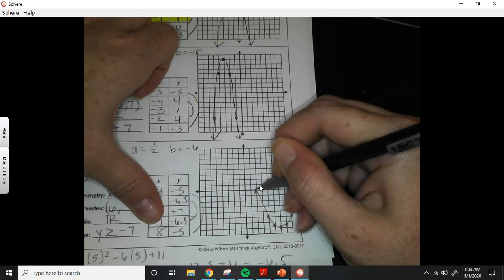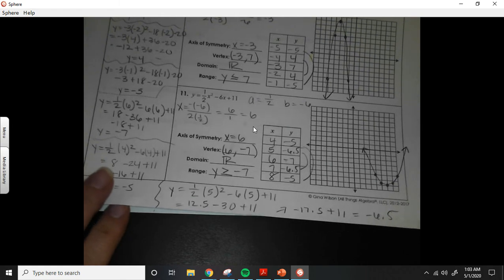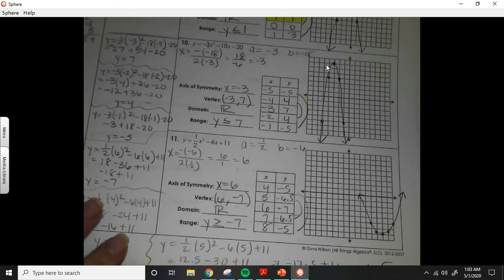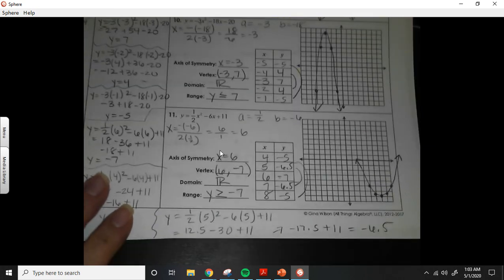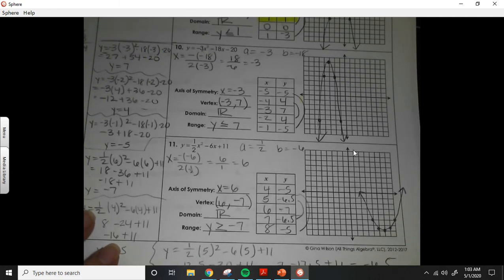Now, what we're going to notice in the next lesson or two is that a predicts how thin or how wide your parabola is going to be. Notice how this one was 3 and it was very, very skinny. This one was 1/2, so it was wider. If your a is less than 1, it's going to be wider. If your a is greater than 1, it's going to be much skinnier.